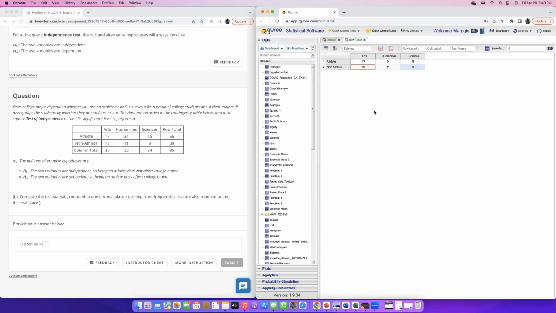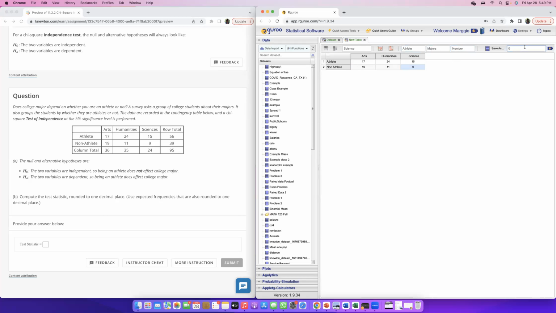So that's what you need: the 2 rows for athlete and non-athlete, and then the 3 majors, arts, humanities, and science, for the columns. We need to put labels. The row label is going to be athlete, because that's the question, whether you are an athlete or not. The column label is going to be majors. And the variable name, this is what we have in each of the cells, is number of students. So I'm just going to write number in here.